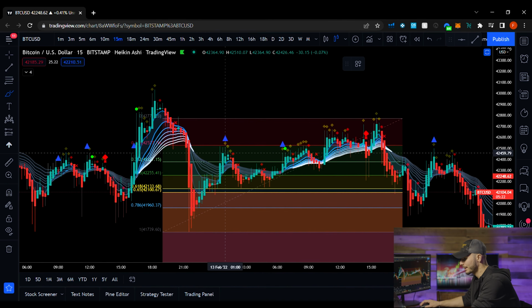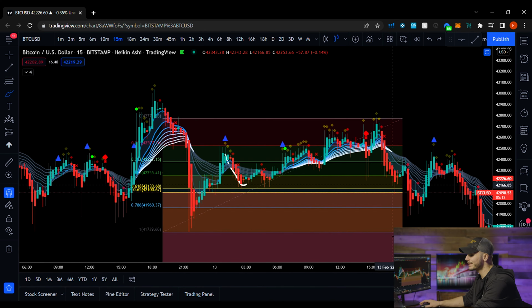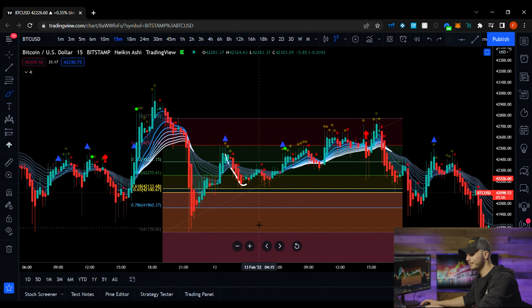You have price come down, respect the support, we came up again, came down, respected the support before bouncing back up, and then eventually we broke it. So you can see, these levels are very, very strong. The golden pocket can be a very, very powerful thing to trade on the lower time frames.